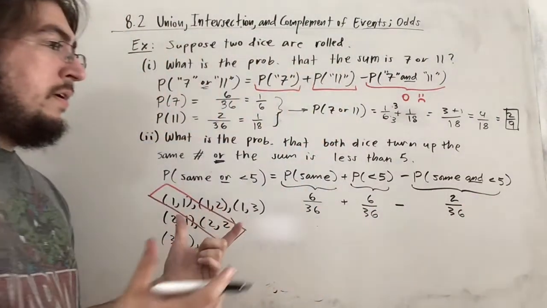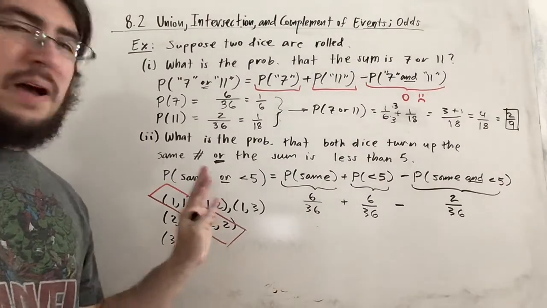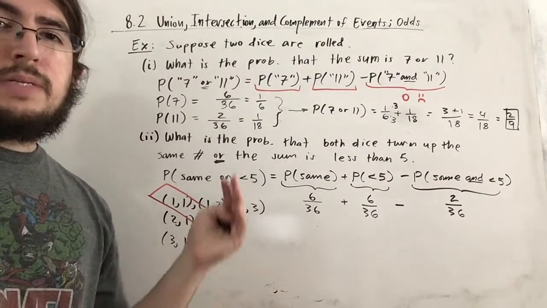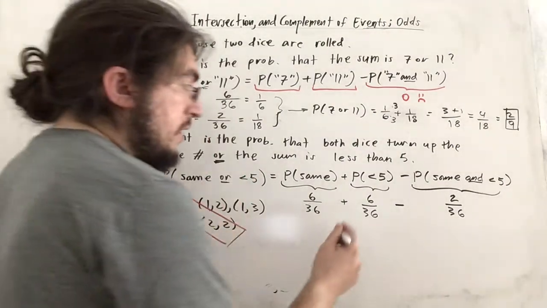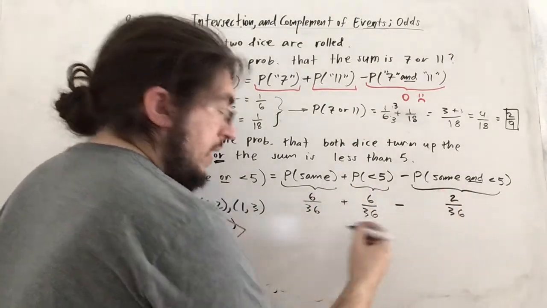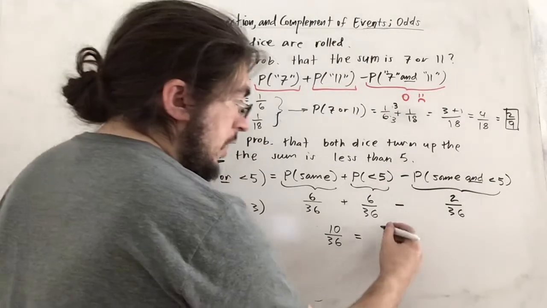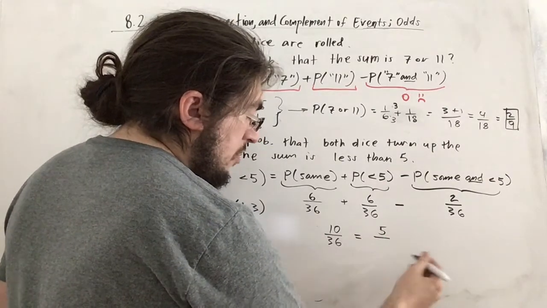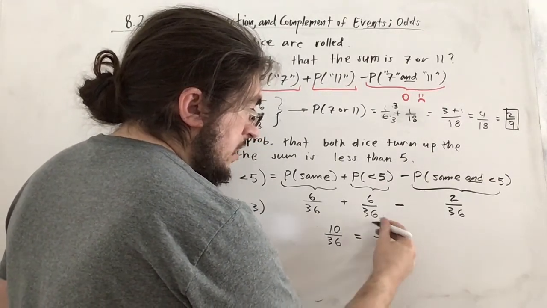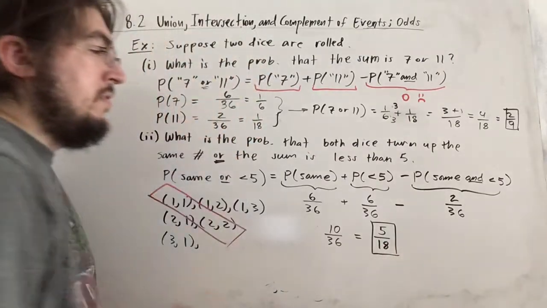And there we are. We could reduce this if we wanted, but I'm going to reduce after the fact. They already have the same denominator, so let's just add the numerators. So 6 plus 6 is 12, minus 2 is 10. So we get 10 over 36, which you can divide by 2, top and bottom, and you get 5 over 18. And there we go.